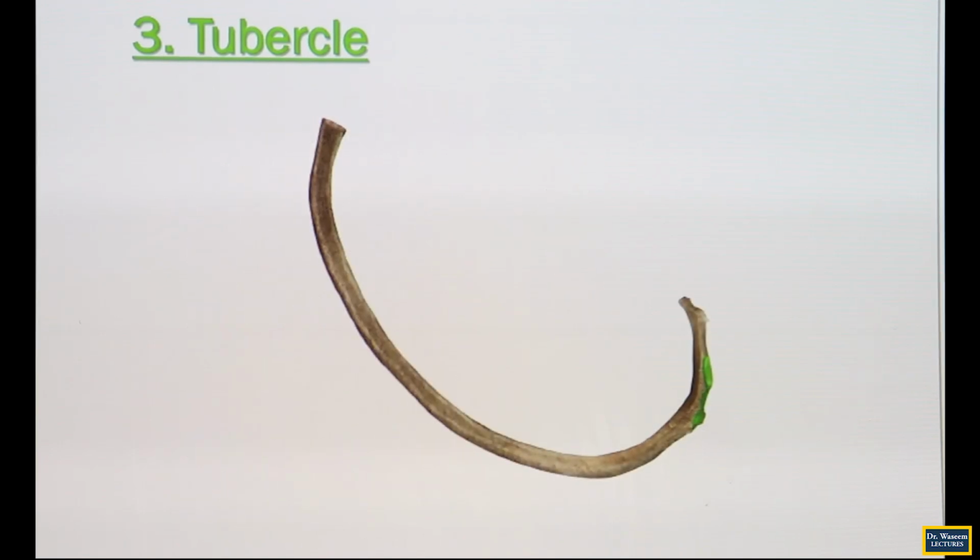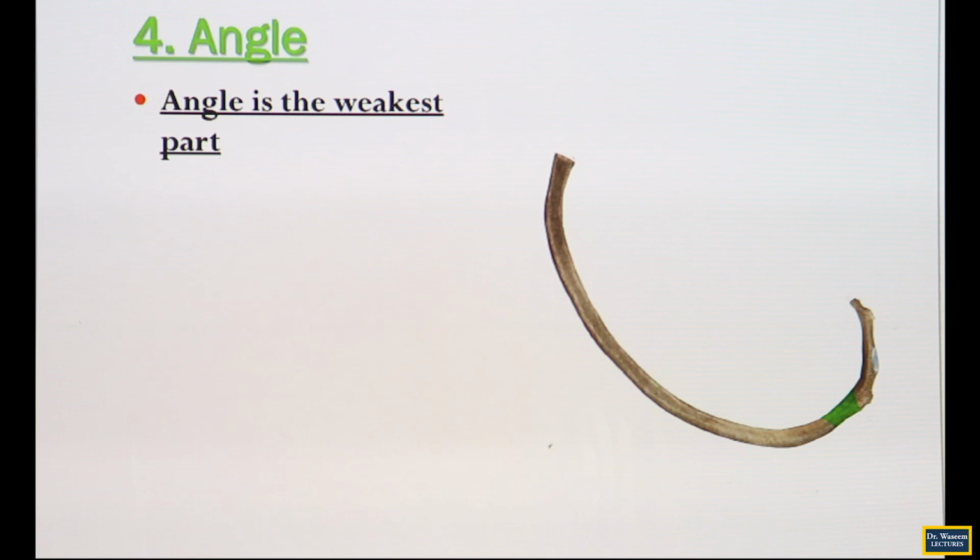And then you are watching the tubercle: the smooth surface for articulation with a costal facet at the tip of the transverse process of its corresponding vertebra, and the rough surface for the attachment of a ligament called the costotransverse ligament here. This was the tubercle. Then is the angle.